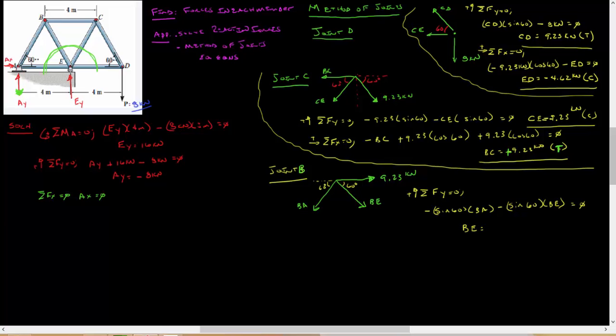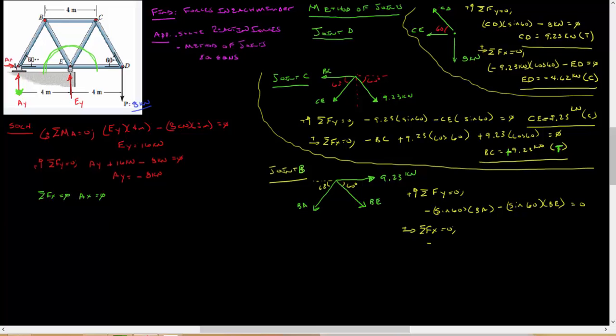Oh wait, let's take a look at that real quick. We can't solve for that right now, can we? Because we have BA and BE. So let's just take that off. No problem though. What I can do is sum my forces in the x, and I'm going to have the same two unknowns.